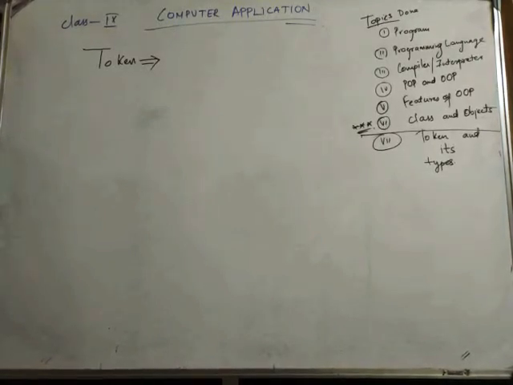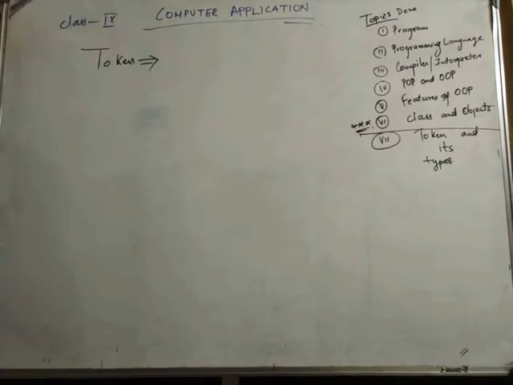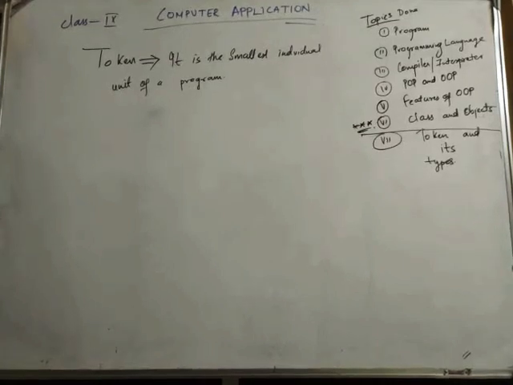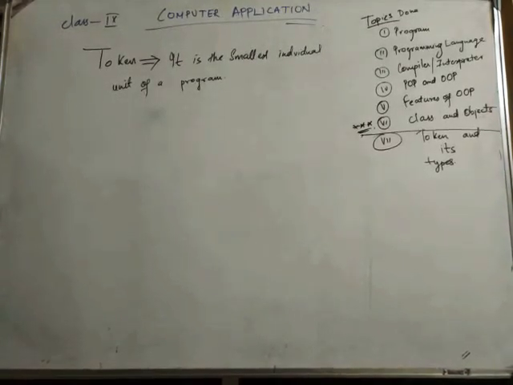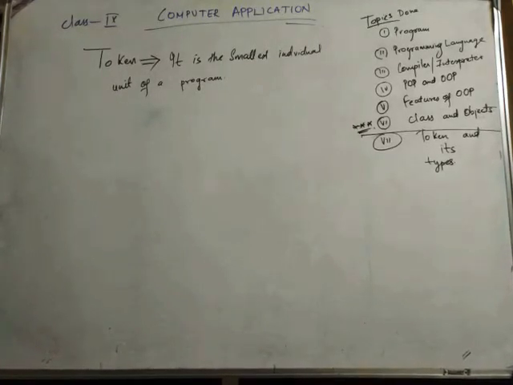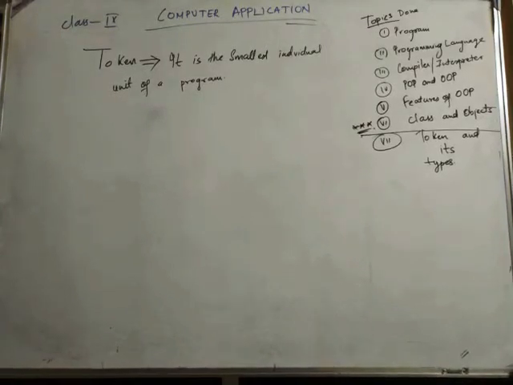Now first of all, what is a token? The definition of a token is the smallest individual unit of a program. The smallest individual unit of a program is called a token. Like in our body we have the smallest individual unit called a cell. In the same way, in a program the smallest individual unit is called a token.